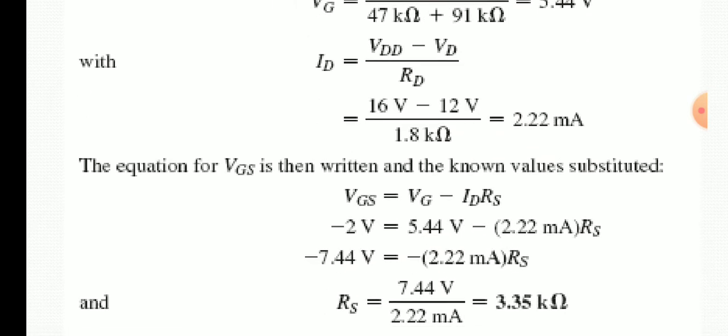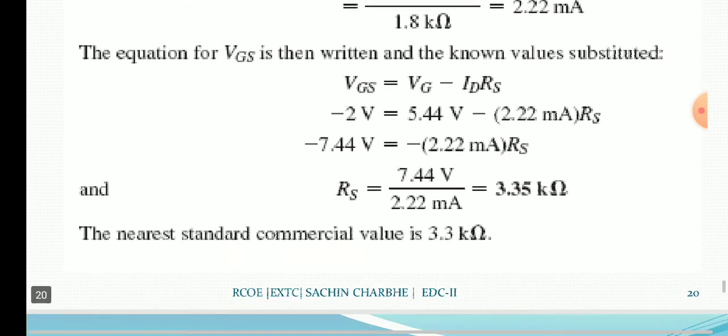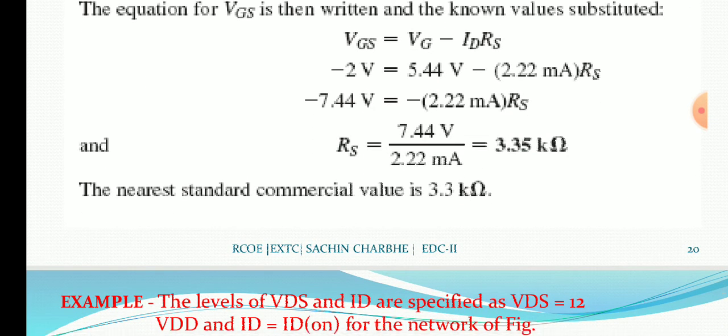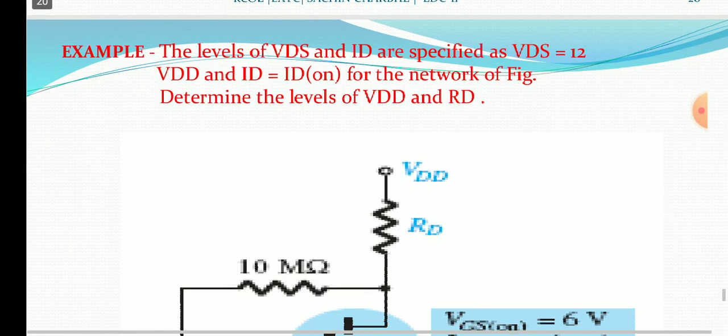Then if you know Vg, we can calculate VGS. VGS equals Vg minus IDRS. So put the values: VGS is -2 volt, Vg is 5.44, ID is 2.2 milliampere, and RS. So you will get the value of RS as 3.35 kilo ohm. So the nearest standard commercial value is 3.3 kilo ohm. Similarly, this is another variation of numerical. Now we will take the next numerical.